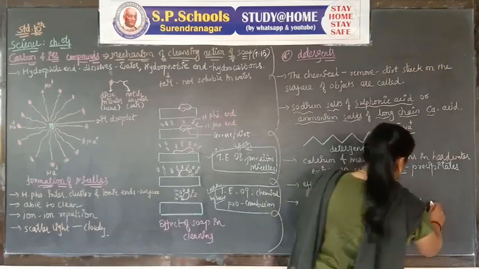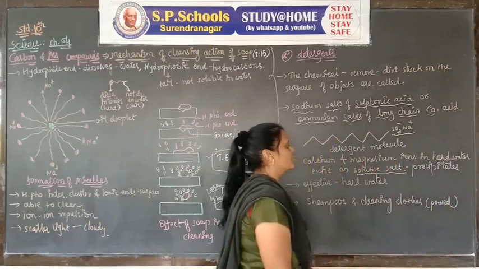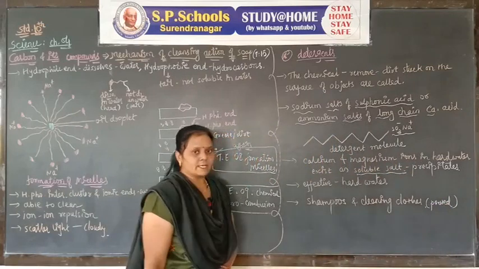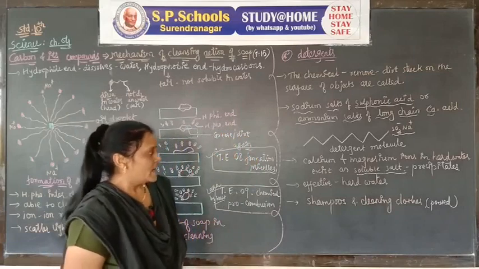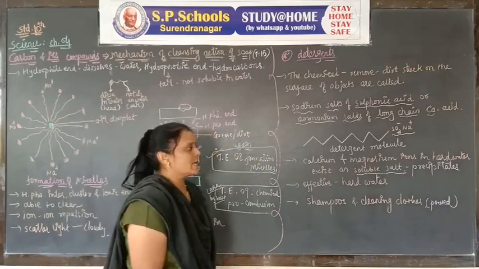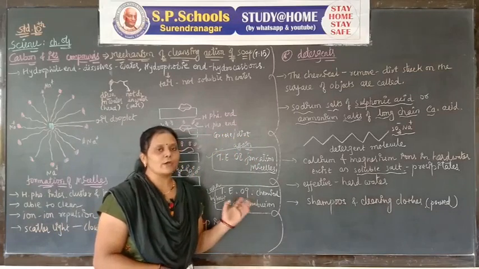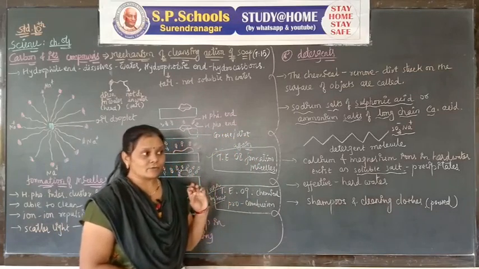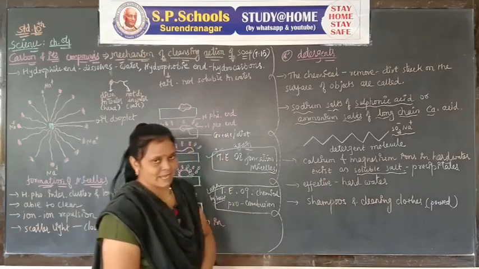It occurs in powder form. We already use it in the washing machine. It is detergent. If the question arises, which is more effective, soap or detergent, you have to write the answer related to calcium and magnesium ions.